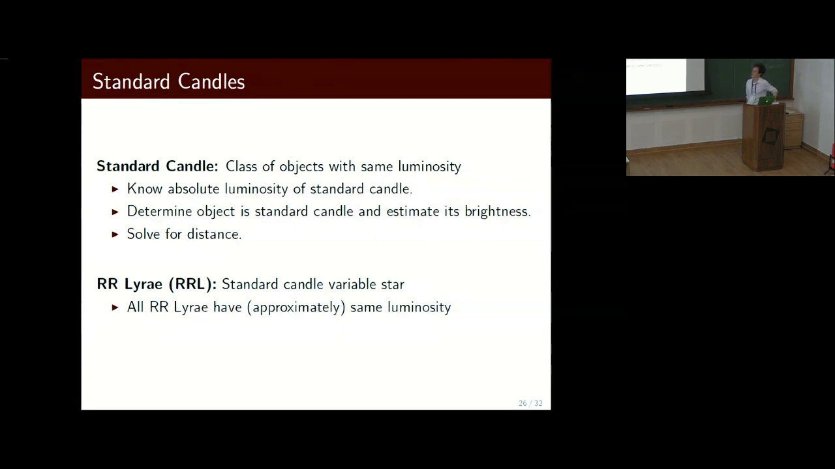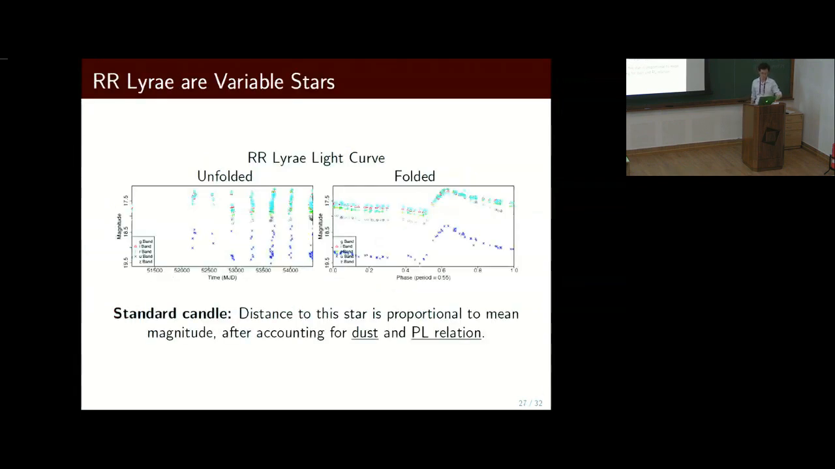And one reason why some of these variable stars are interesting is because they're standard candles. RLIs are an example of a standard candle. They all have approximately the same luminosity. Here's an example of an RLI. On the left is an unfolded RLI light curve, and on the right is the folded light curve after you've estimated the period and plotted, instead of time, time modulo period.